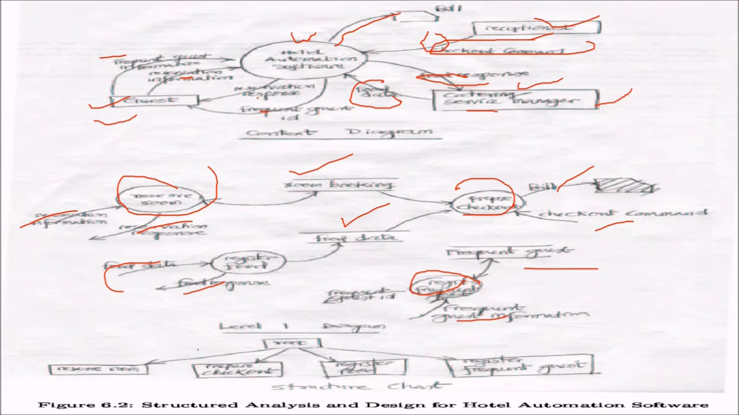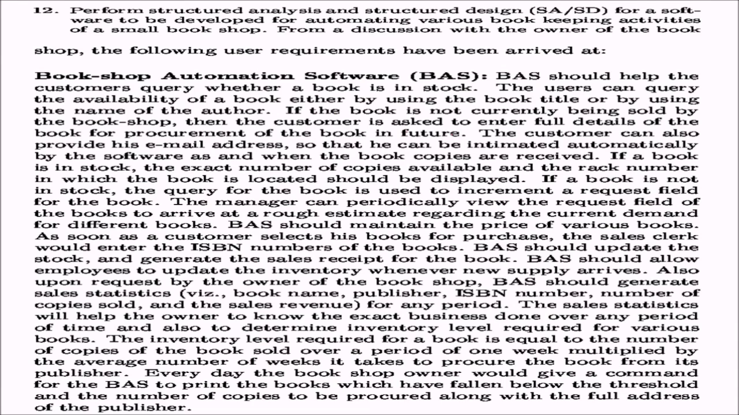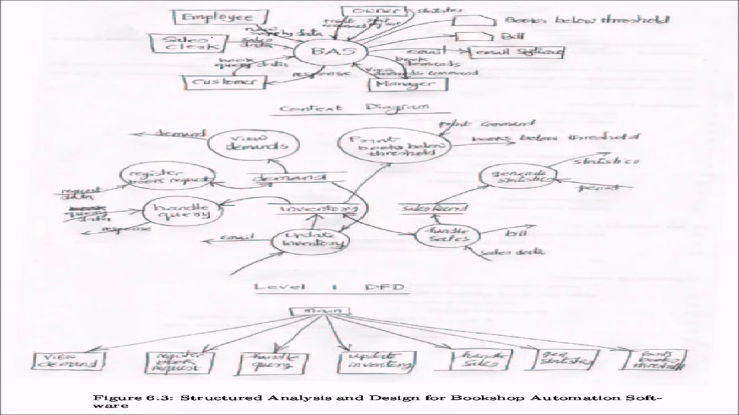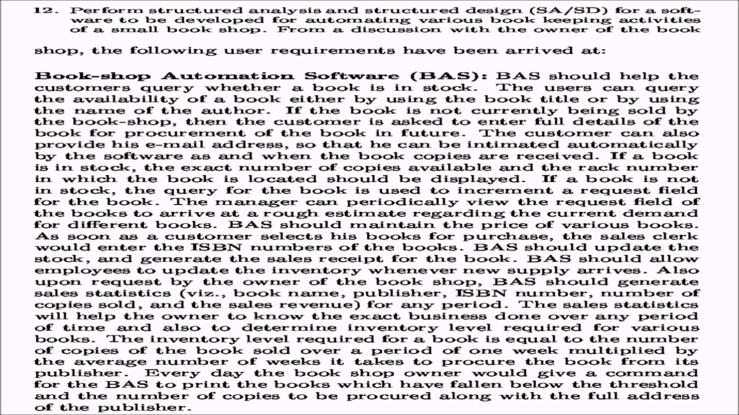So this is the structure chart. We have the root, and the following submodules: reserving room, preparing checkout, registering food, and registering frequent guests. Now we have one more question, where we have to make again the context diagram, the level 1 diagram, and the structure chart. So we have to do structure analysis and design for a book automation software.